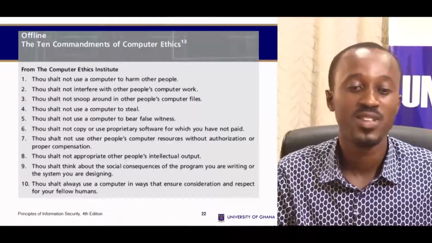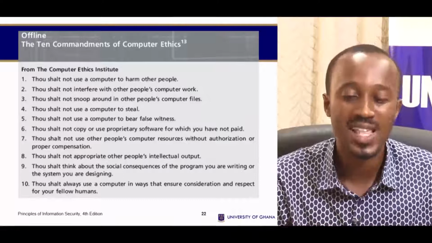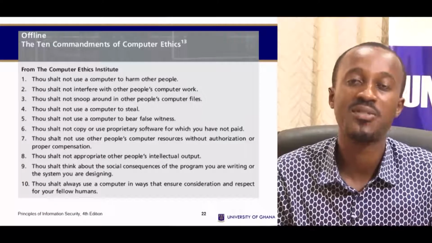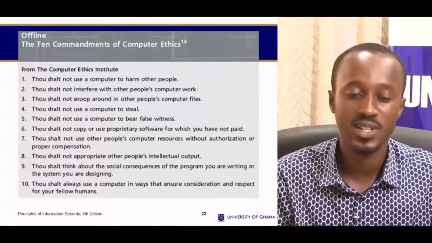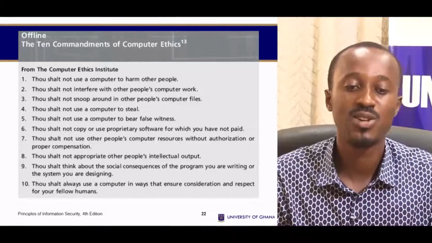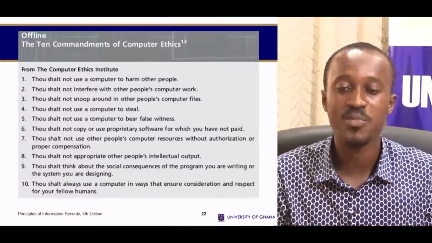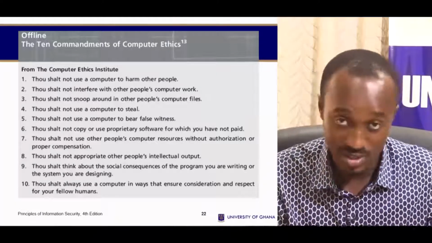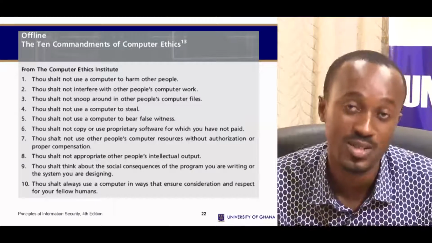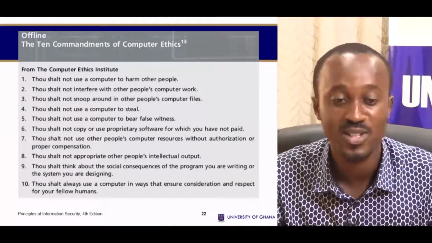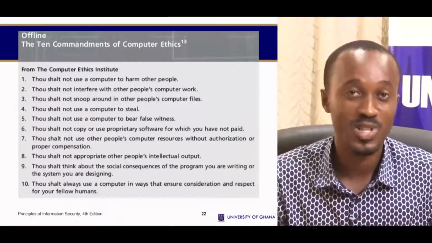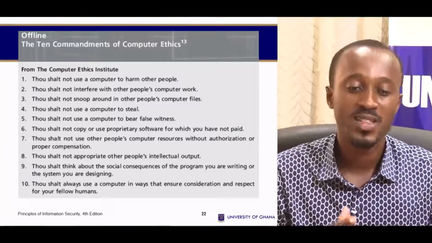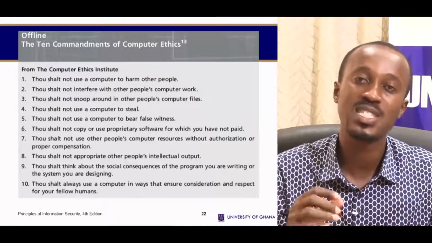The second one says, thou shalt not interfere with other people's computer work, which most of us do. The third commandment says, thou shalt not snoop around in other people's computer files. When someone passes their external drive to you and you are supposed to copy one thing, you find yourself copying all other things which you never agreed to. For those of you who have been doing that, excluding myself, you are breaching the third commandment.